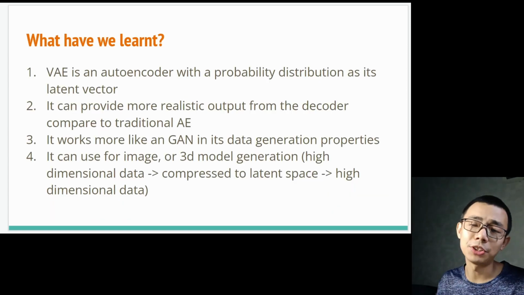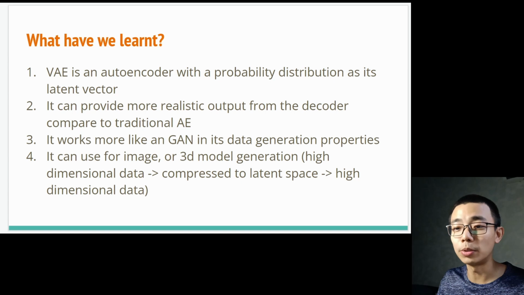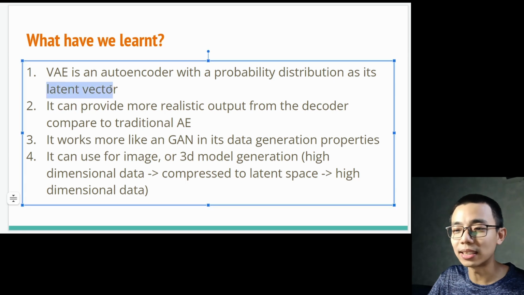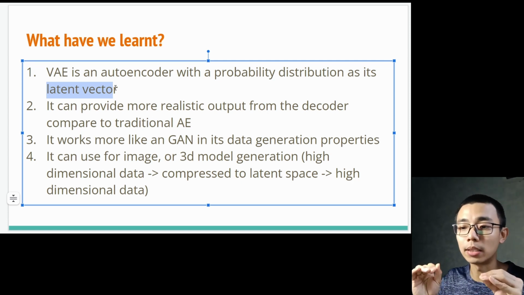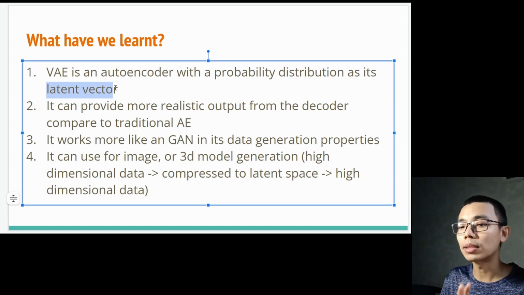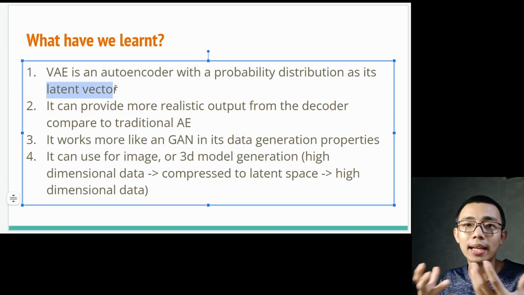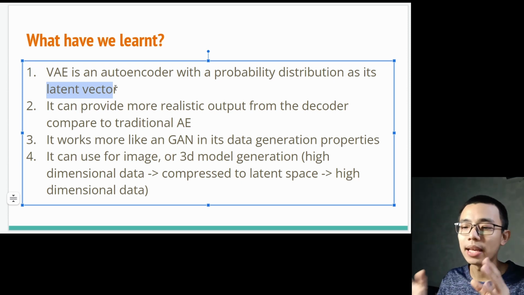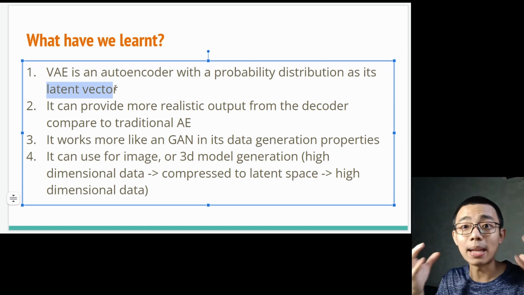So last one, a summarization of what we have learned: a variational autoencoder is basically an autoencoder with a probabilistic distribution as its latent vector. Actually, it shouldn't be a latent vector, it's just the bottleneck layer in the middle. So it can provide more realistic output compared to a traditional AE. Whether they are better than GAN depends on the situation, but it's much better than a normal autoencoder. It works more like a GAN in its data generation properties, and I don't think we should compare VAE to AE, it's not fair. And the last one, it can be used for images, 3D models, and all the other stuff that you can think of with high dimensional data.